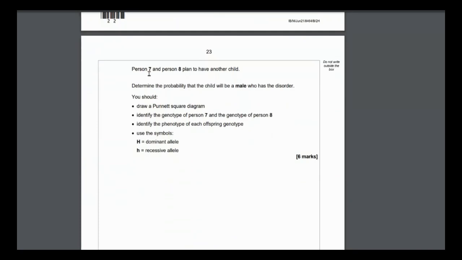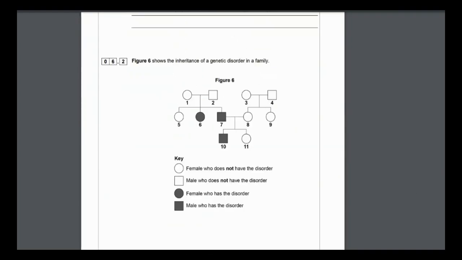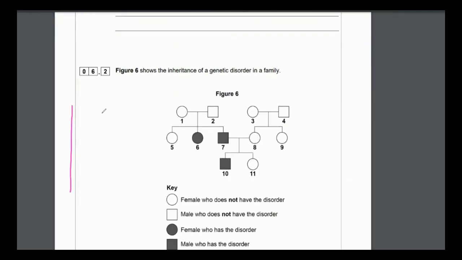Figure 7, person 7 and person 8 are going to have another child. Determine the probability that the child will be a male who has the disorder. You should draw a Punnett square. Identify the phenotype of persons 7 and 8. Okay, basically do a Punnett square of their next child and work out the probability that it's a male child with the disorder. So let's look at 7 and 8 here.